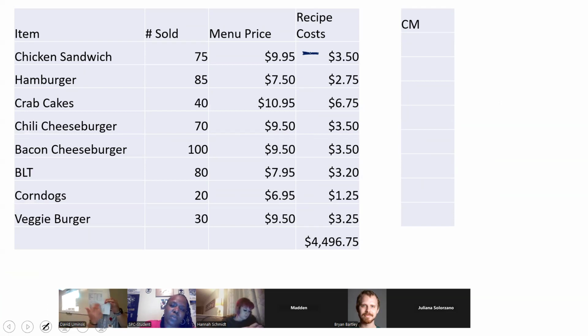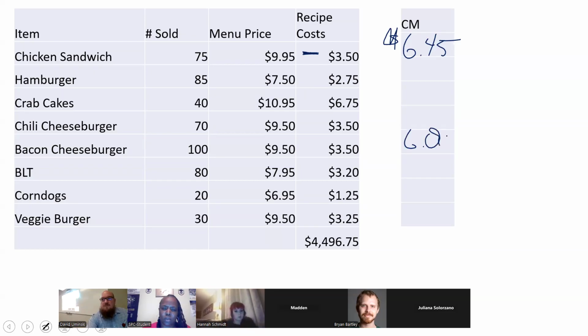So say we charge $9.95 for this chicken sandwich, on the bottom portion of the front page, and we spend $3.50 to make it. We subtract those two, and what do we get? $6.45. So that is my contribution margin. Go ahead and do the next three. The last four are already written for you.